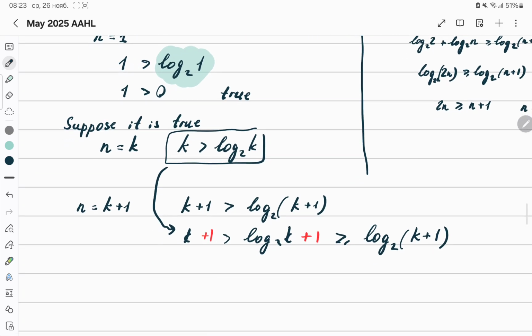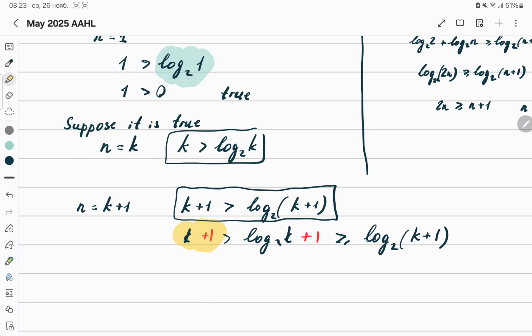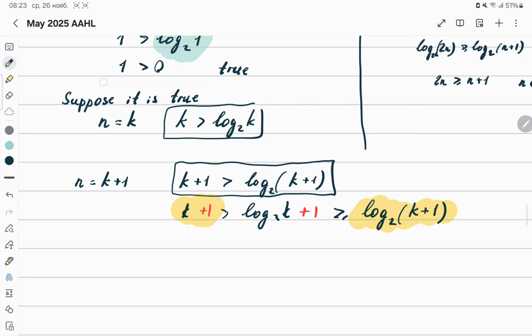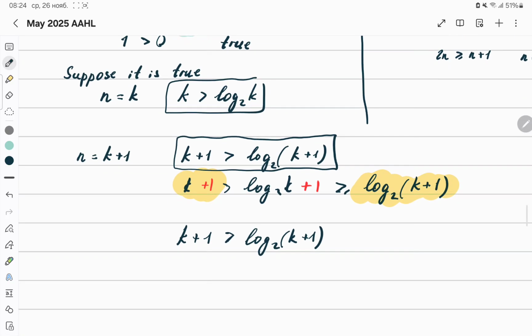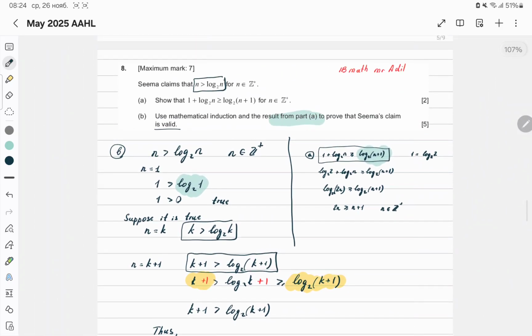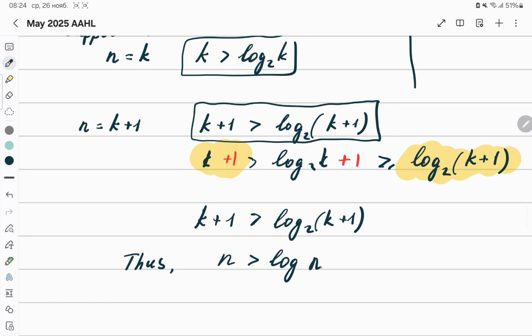And now we have to connect. So we have to prove that this is true. If you connect the starting point with the finishing point, it is really true. Okay, so that's how we proved it. So we can say that k plus 1 is more than logarithm k plus 1 in base 2. Okay, and the last sentence: thus we can refer to the initial inequality, n is more than logarithm n in base 2. Now it's done, proved.